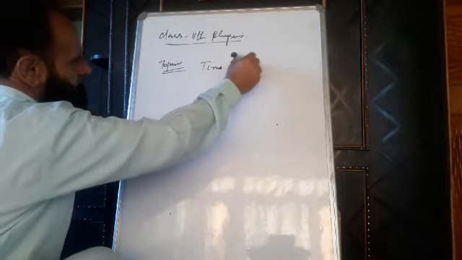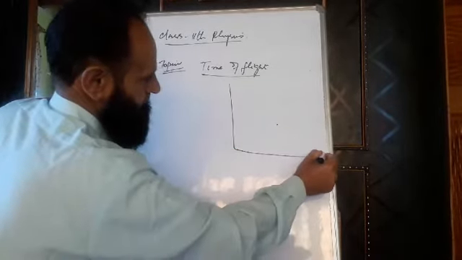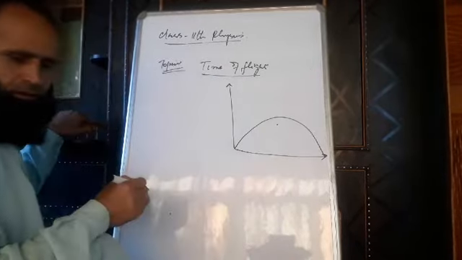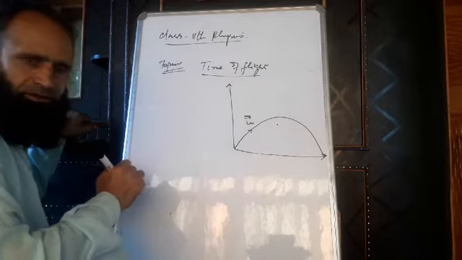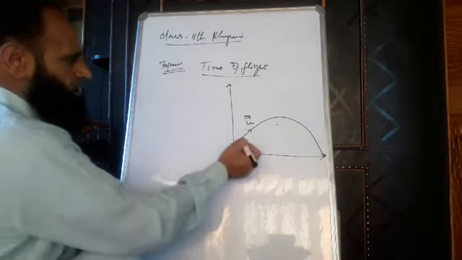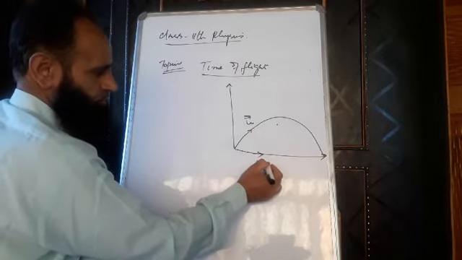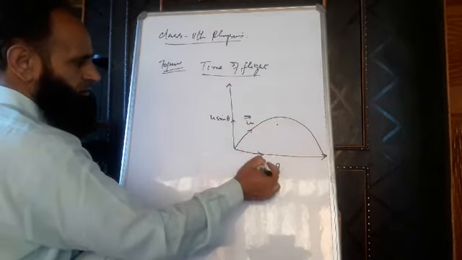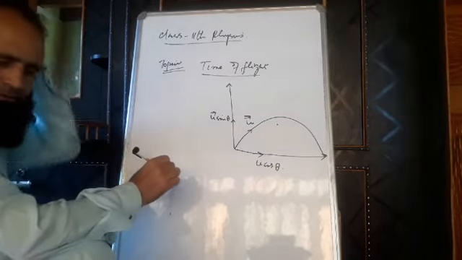Time of flight. Let us take a projectile. It is having a certain initial velocity u. We have already resolved this u into two components, u cos theta and u sin theta: u cos theta along the x-axis, along the horizontal line, and u sin theta along the vertical line.